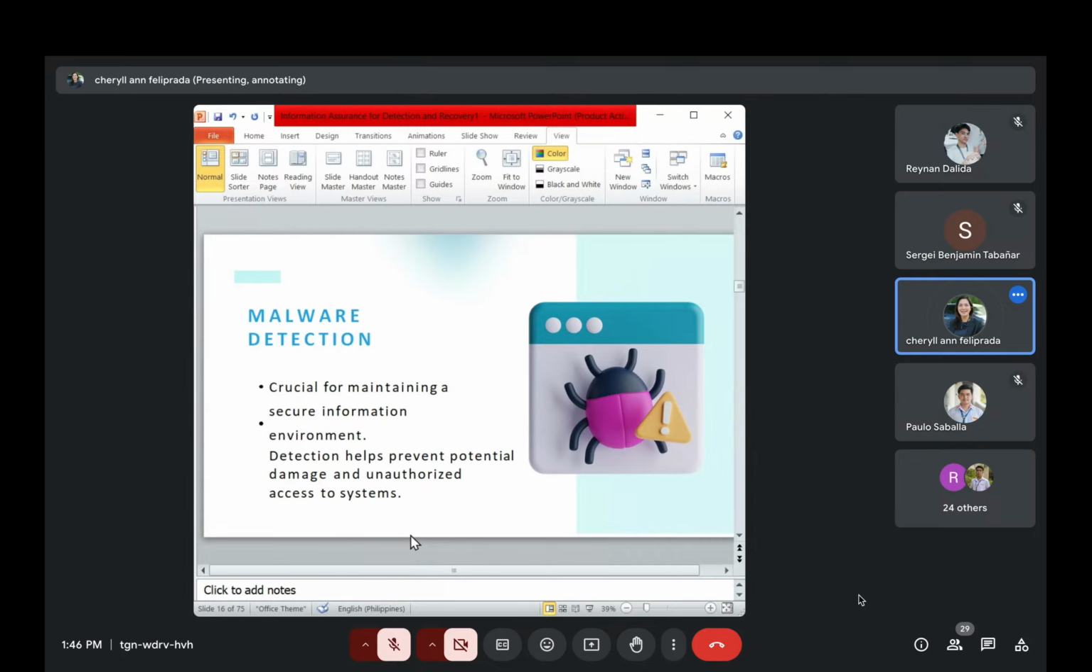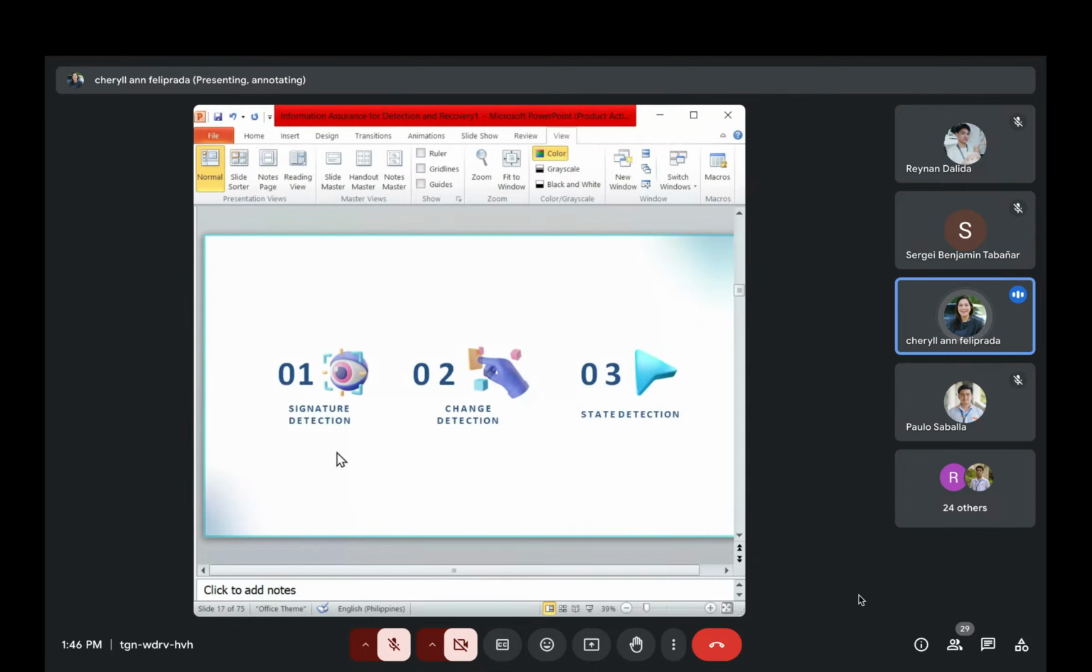Malware detection is important to have as a tool. It's crucial for maintaining secure information privacy. Detection helps prevent potential damage and unauthorized access to the system. There are three states here. We have the signature detection. Signature detection is one of the most widely used detection methods. It detects the patterns or signatures in a particular program, including hardware.